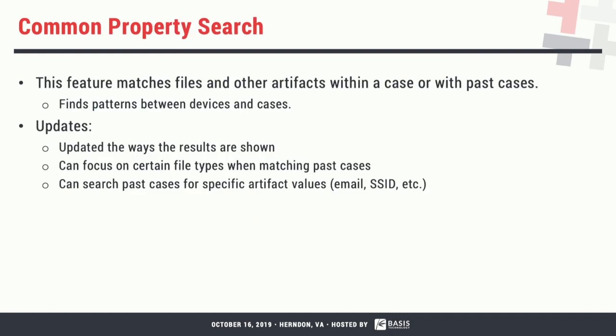Common property search. This is a feature that has not been, honestly, widely advertised, but the basic idea is it uses this central repository, this back-end database storing things, to help you find connections with past cases or within your current case. So the main updates this past year were actually on display. No one else really had this feature. We had this idea of, this seems useful. We're not entirely sure how to use it and how to display things. But we're going to start somewhere.